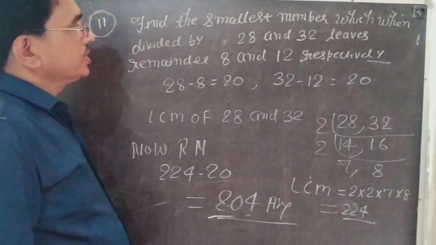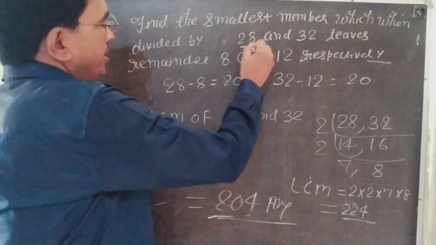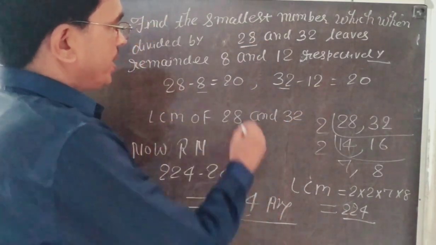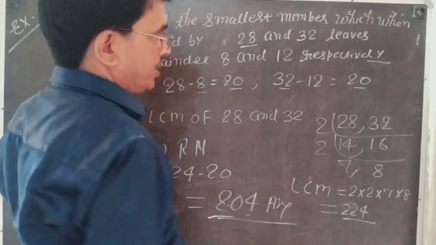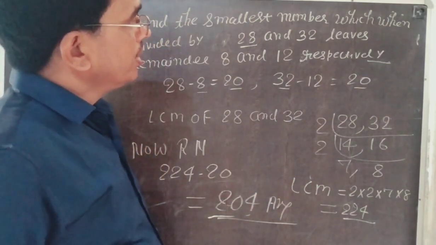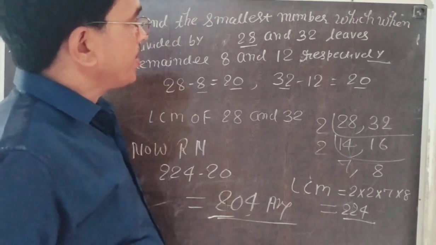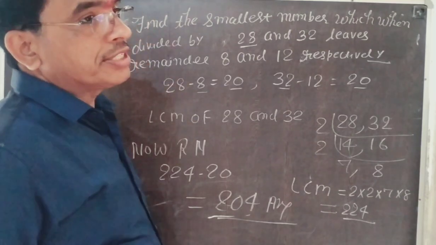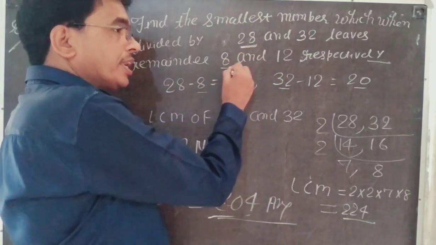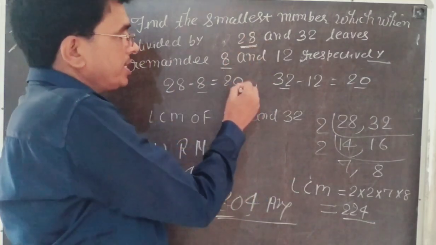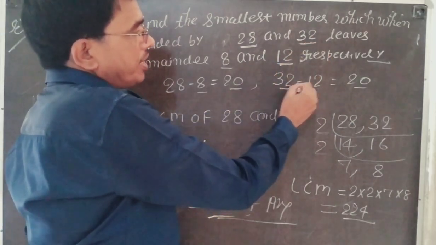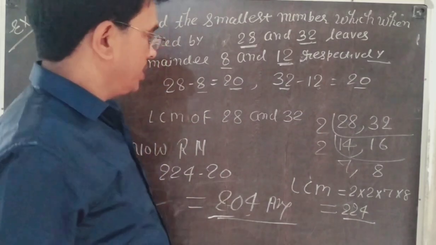So you subtract 28 minus 8 and 32 minus 12, then we get 20 and 20. In this type of question, the remainder of each term subtracted from the number is always equal. Here is 28 and the remainder is 8, then 28 minus 8 is 20. Here is 32, remainder 12, and 32 minus 12 is 20.